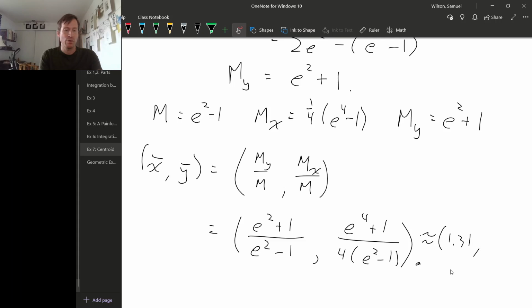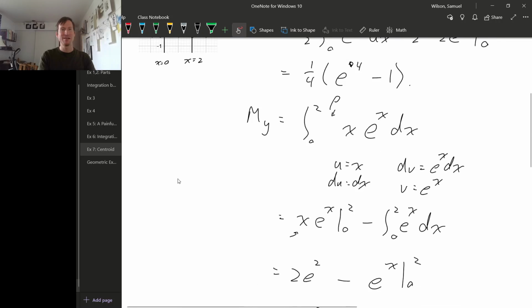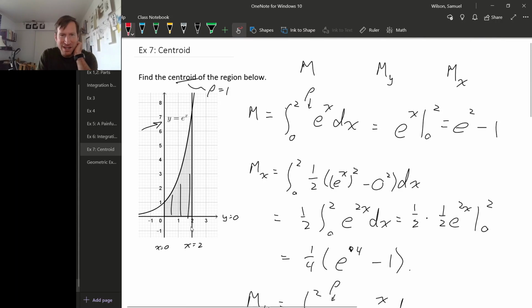And then for the y coordinate, so e to the 4th plus 1 divided by 4 times e squared minus 1. Close that parenthesis. Okay, I got 2.175, so 2.18. So 1.3 and 2.1. 1.3 about here, and 2.1 about there. So there's the centroid of this region.